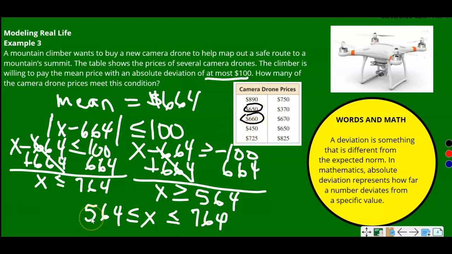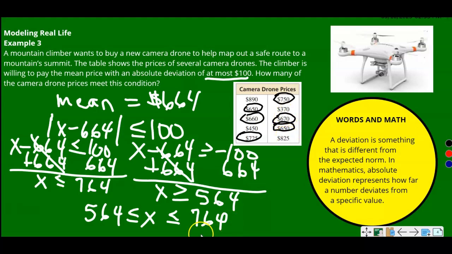450 is below that. So again, maybe the quality of this drone is not good enough to map out a safe route to the mountain summit. He wants to make sure he's going to be completely safe when he's climbing whatever mountain he's climbing. What about 725? 725 does fall in that range. 750 is just below 764, so that does fall in that range. 370 is on the lower end, so that's probably not a good enough drone. 670 falls in the range we're looking for. 650 falls in that range as well.